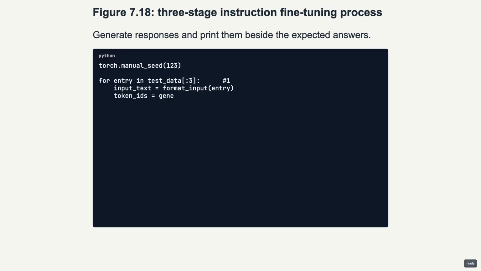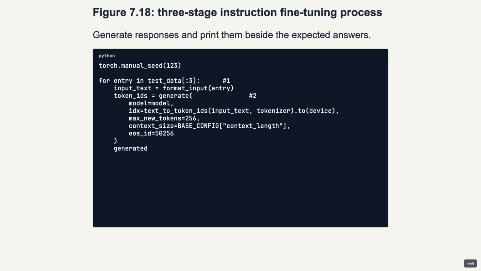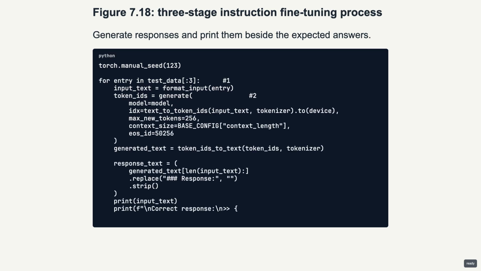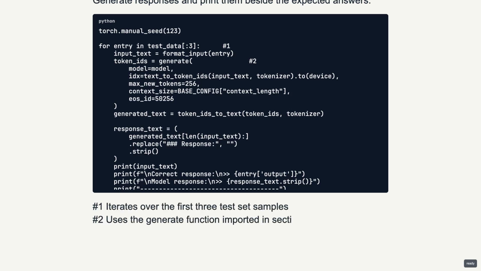The loop starts with just 3 samples, so the output stays readable while we inspect the behavior. The generate call produces the full prompt plus completion sequence, and then slicing removes the prompt so only the model's answer remains before printing it beside the reference response. Those comments mark the 2 parts that matter most. One limits the display to a small sample, and the other reuses the same generation helper from earlier, so the response extraction follows the same decoding path as before.